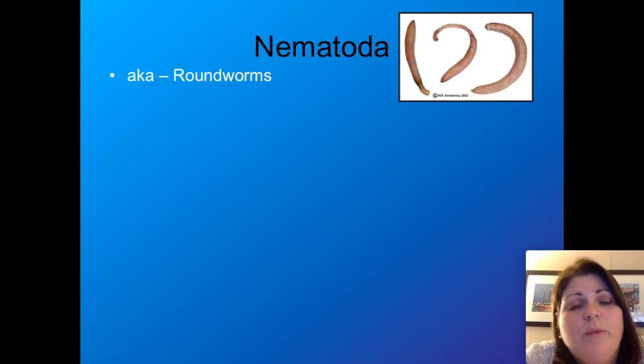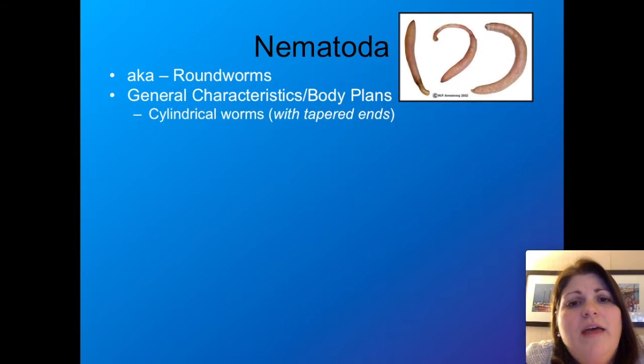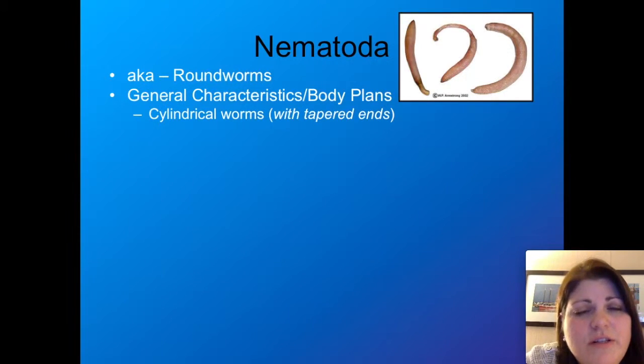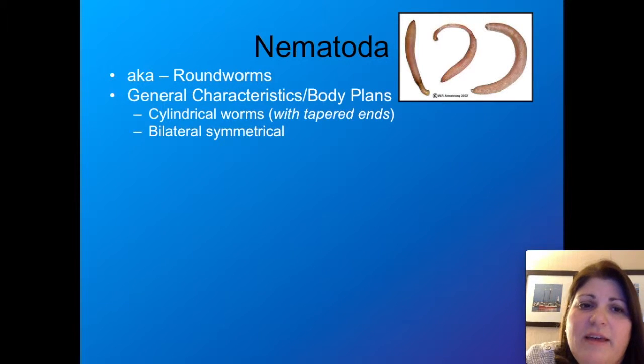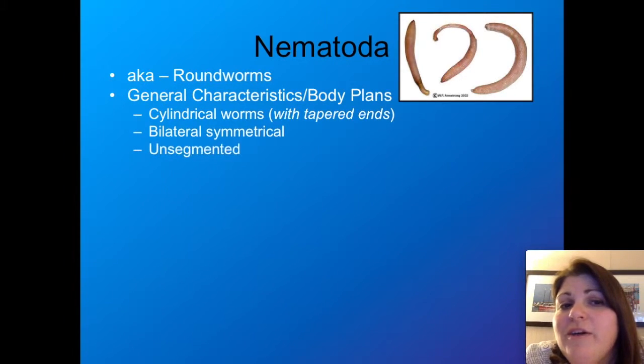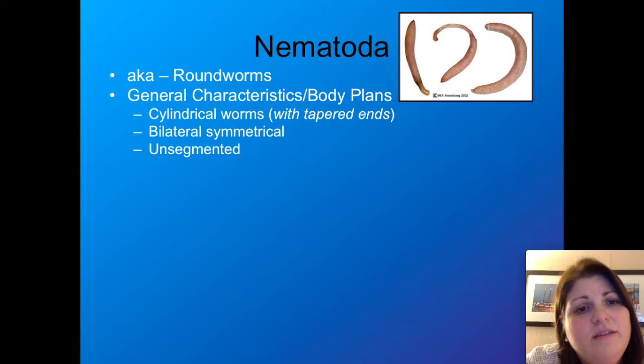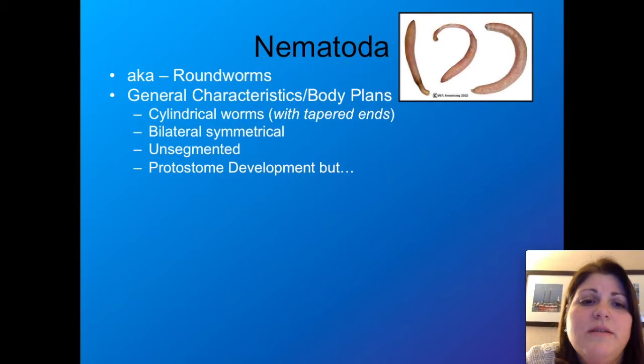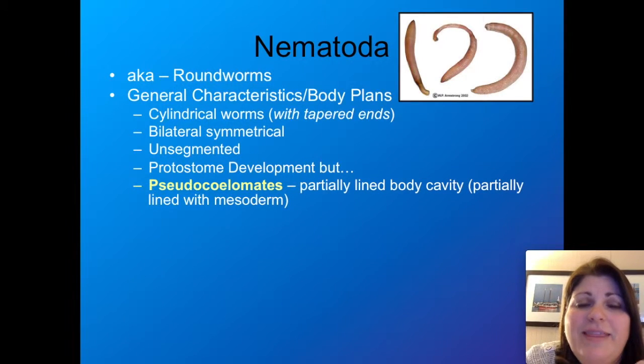So as I mentioned, they're called roundworms. And their general characteristics are that they're cylindrical, but as you notice, though they're round, they are tapered at one end, so one end is much fatter than the other. As worms, they have bilateral symmetry. However, unlike annelids, they are unsegmented, so they're simpler. They have much more limited movement. They have a protostome development, so mouth first, but they are pseudocoelomates. So pseudocoelomates, remember, means that though they have a cavity, the cavity is not completely lined with mesoderm.